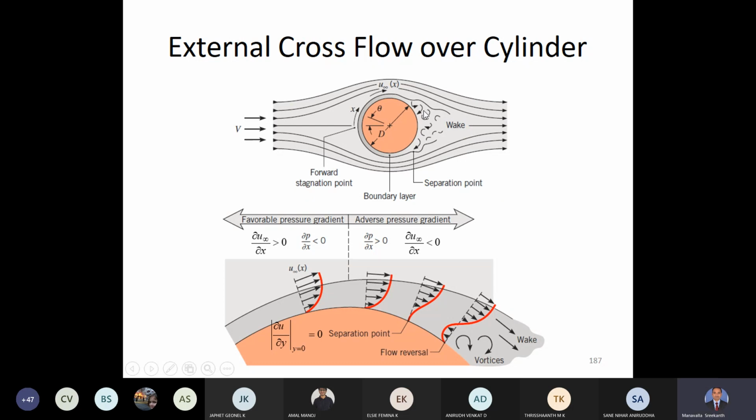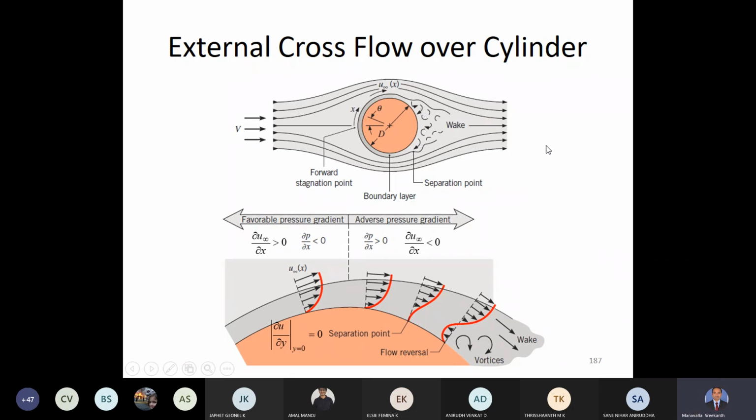Now this eddy formation is not desirable because this is an area of loss, a low energy region. Therefore, in many cases, whenever we design objects over which fluid is supposed to flow, we make this a streamline. We extend this so that the flow separation is not taking place. Flow separation is delayed as much as possible. That is why we have streamline flow, aerofoil shapes, and so on.